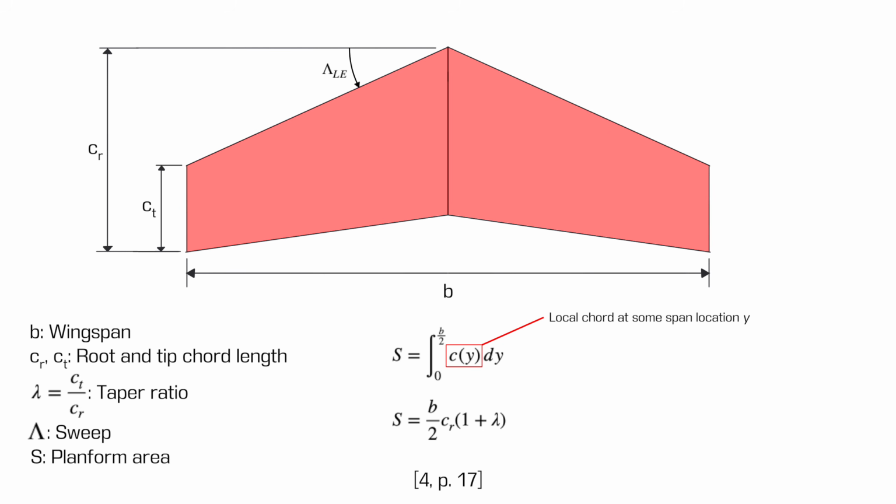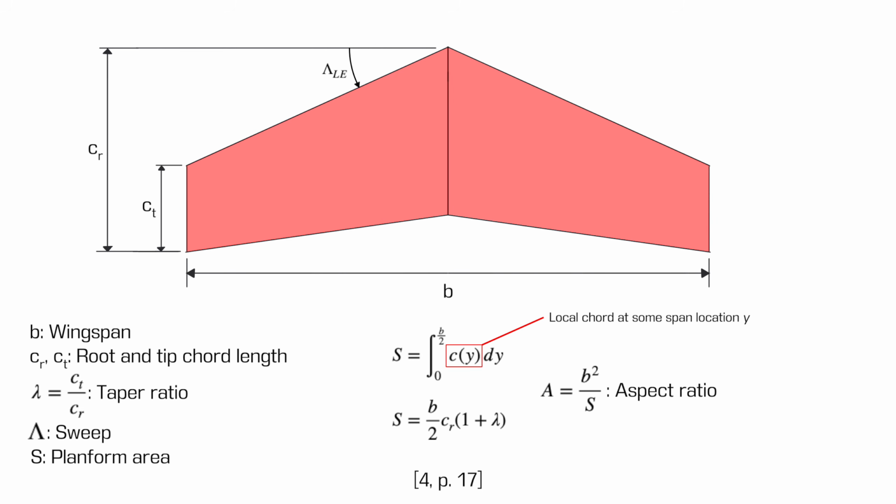The planform area can be calculated using either of the two equations on screen, where the first is the more general form that can be used for any wing shape, and the second is for a linear tapered wing. Keep in mind that the planform area is not the same as the wing's total surface area, as it does not include the surface area of both the upper and lower surfaces of the wing. The final basic geometric parameter I will cover is the aspect ratio.